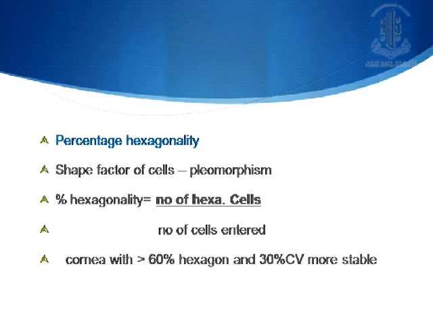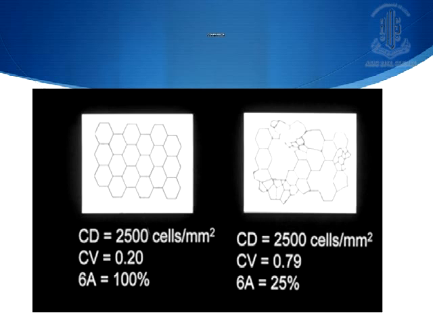And again, there will be more pleomorphism as there is less hexagonality. But a thumb rule to keep in mind is that in a normal cornea the hexagonality should be more than 60% and the coefficient of variation should be less than 30%. I think that would be the simplest thing to carry as a thumb rule back home. And this is just to give you an idea that the same cornea in which you get 2,500 cells can have a very variable coefficient of variation and hexagonality.